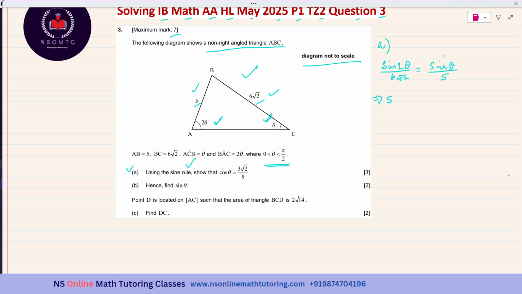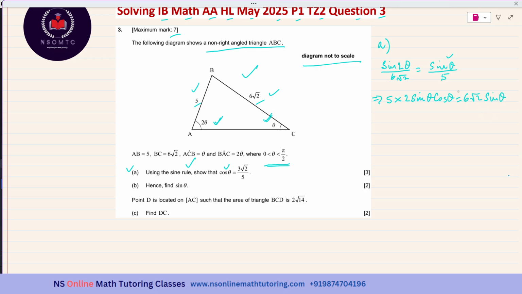I have to come to theta because I need cos theta, so I have to come to theta from 2 theta. I'll be using the double angle identity formula. Sine 2 theta equals 2 times sine theta times cos theta. So 2 sine theta cos theta equals 6 root 2 sine theta.